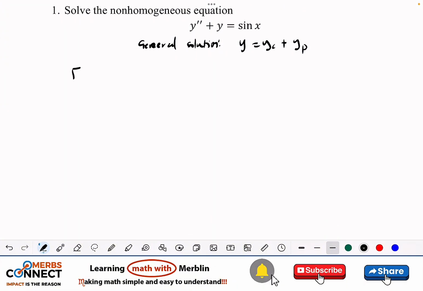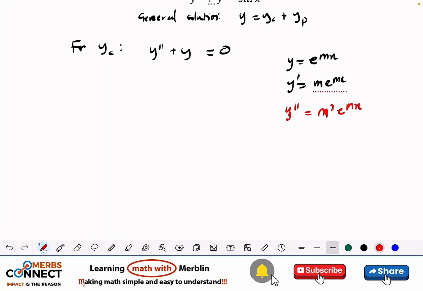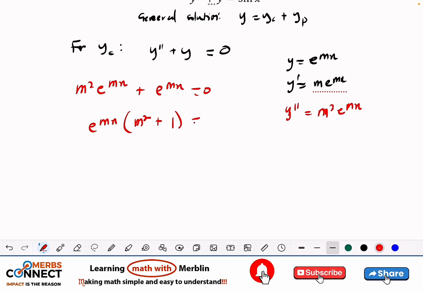So for the complementary solution, the same thing: y double prime plus y should be equal to 0. Then our y should be e to the power mx, y prime will be equal to m e to the power mx, and then our y double prime will be equal to m squared e to the power mx, right? So let's do the substitution. m squared e to the power mx plus e to the power mx is equal to 0. Factor it out, and this will be e to the power mx times m squared plus 1, which is equal to 0.